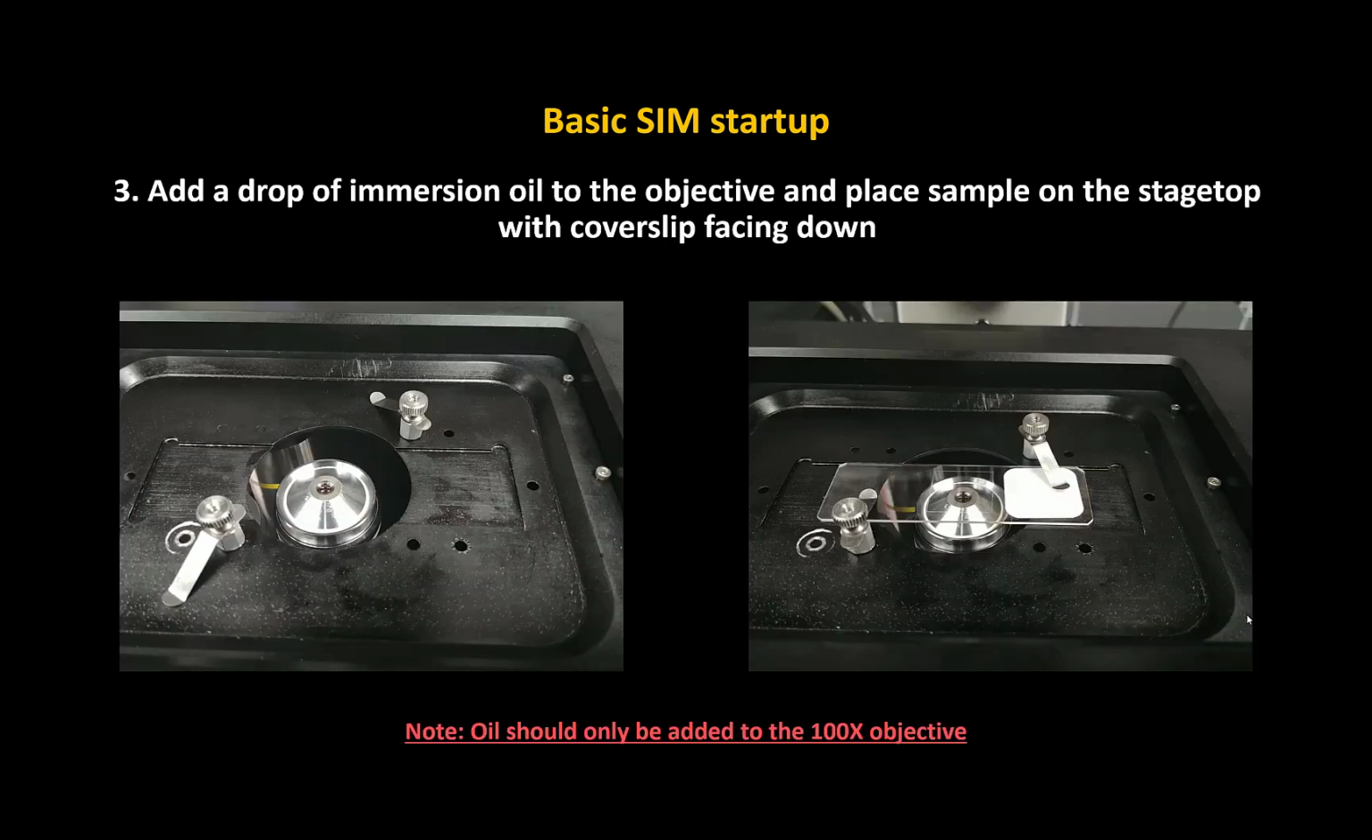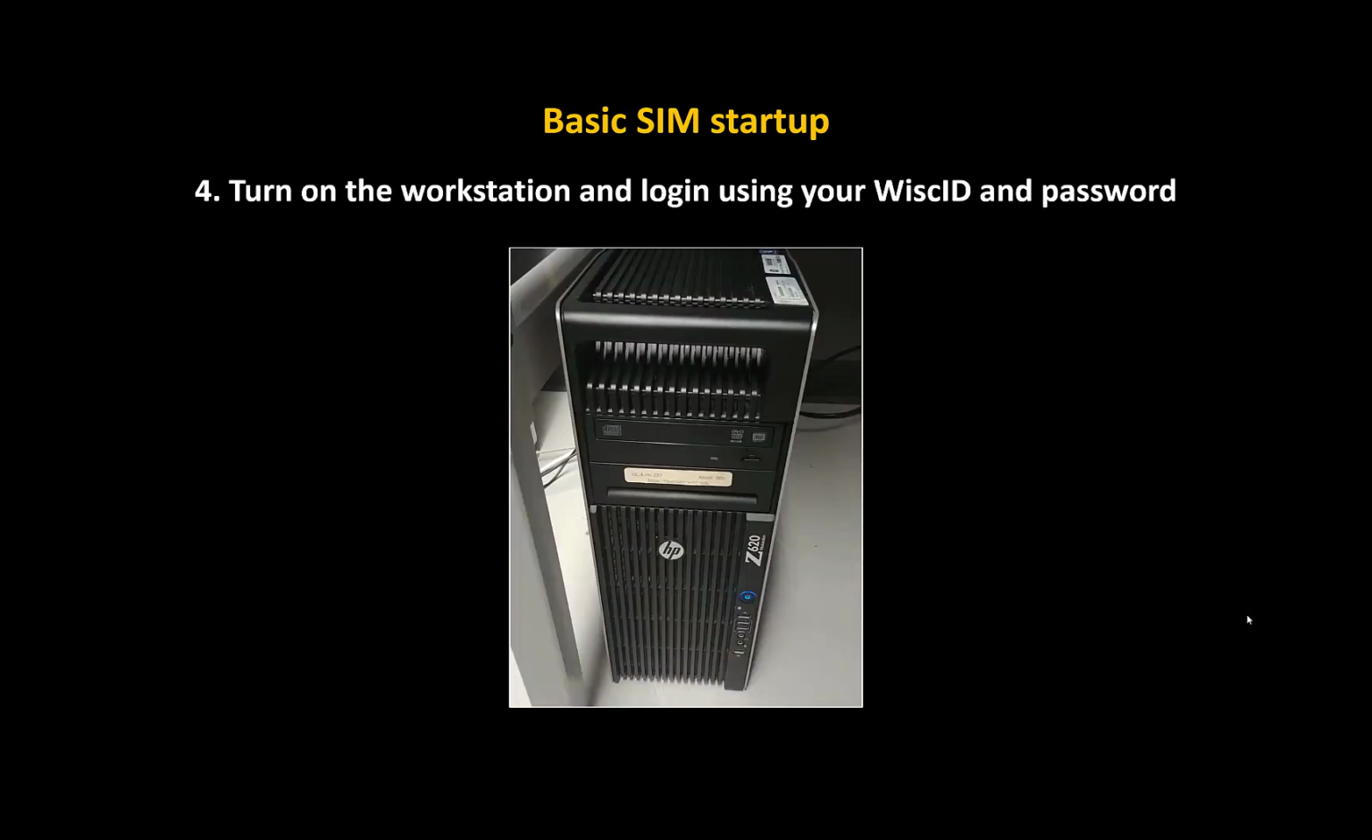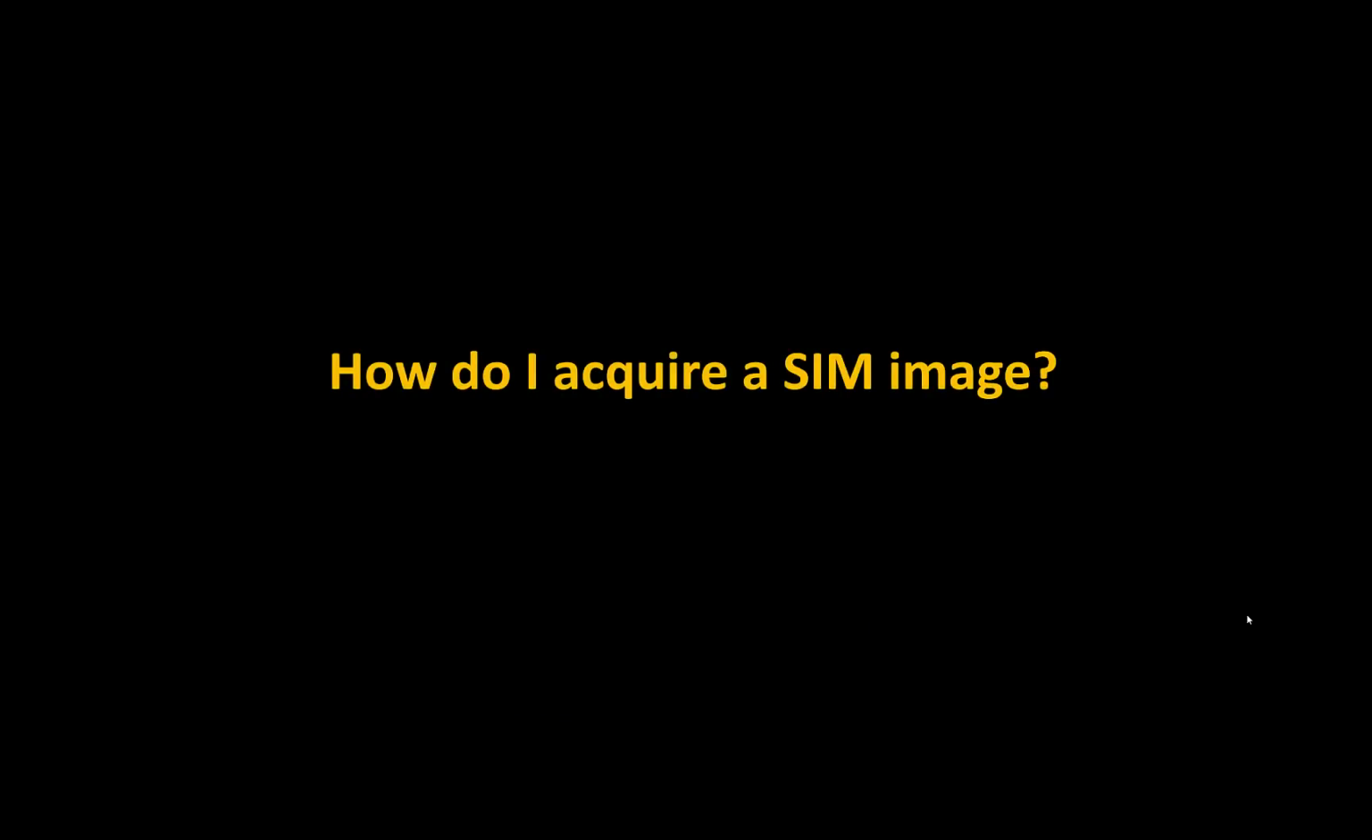The next thing you'll want to do is to add a drop of immersion oil to the 100x objective. And then you'll just want to place your sample on the stage top with the cover slip facing down. And finally, you're just going to want to turn on the workstation and log in using your Whisk ID and password. Once the computer's booted up, you're ready to go, and you can go ahead and start Elements.